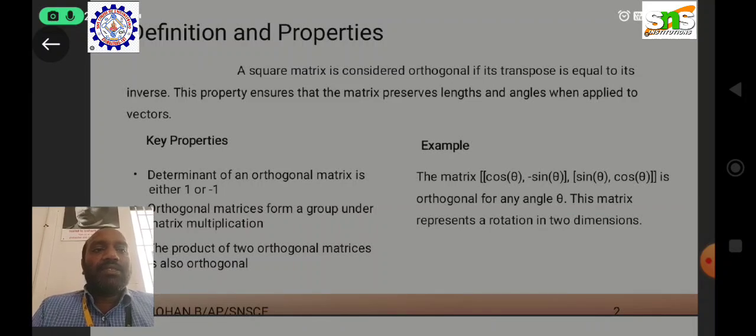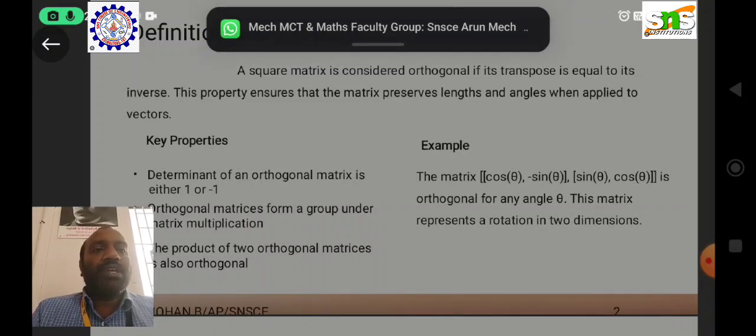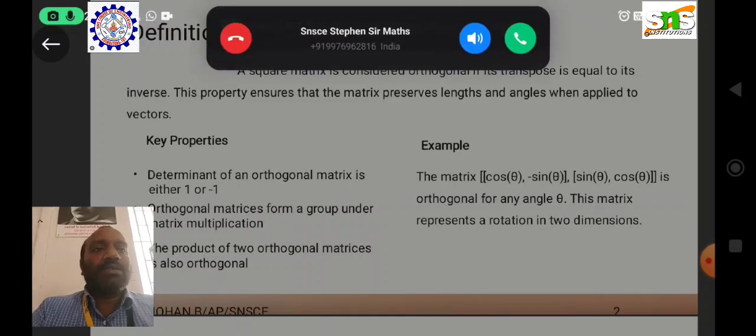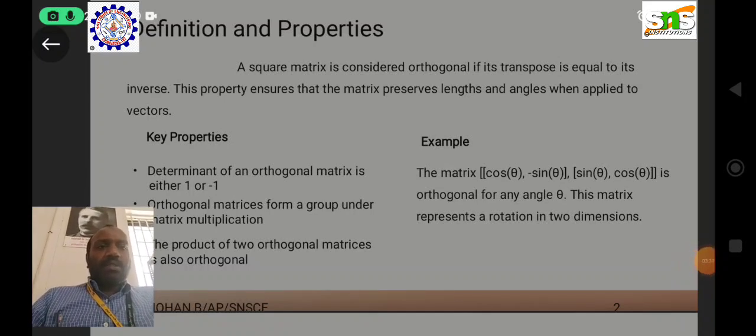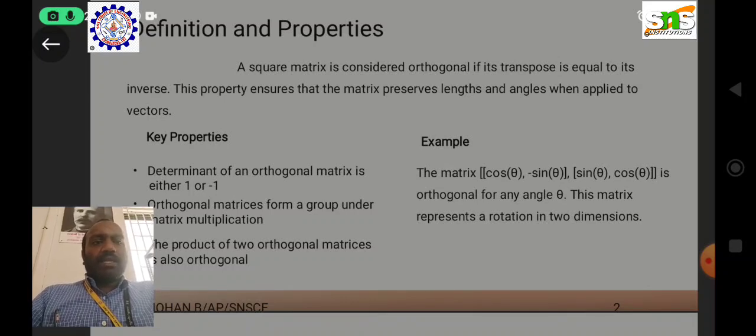Next, the matrix with first row cos theta, minus sin theta and second row sin theta, cos theta is orthogonal for any angle theta. It is a 2 by 2 matrix. This matrix represents a rotation in two dimensions.